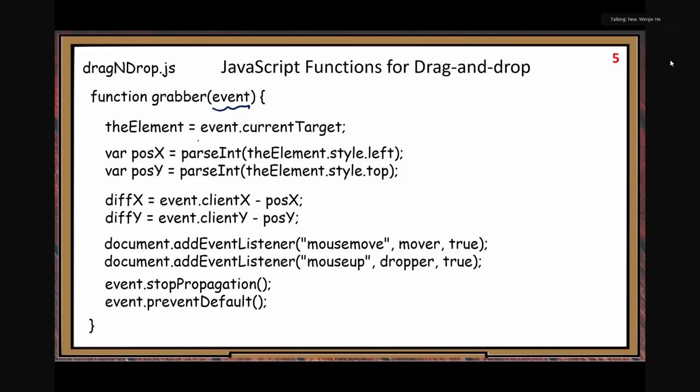So this event.currentTarget, current target, returns an object. That object contains all the data you need. You use this variable name, element, to store the data of that object. So you access your data through that object. Then we access the data, element.style.left.